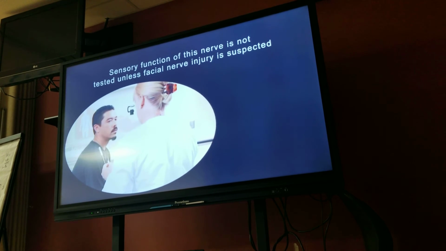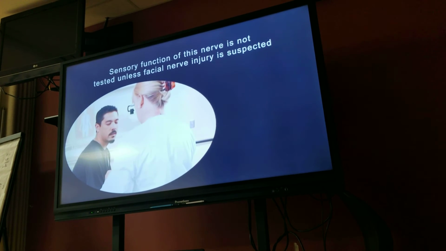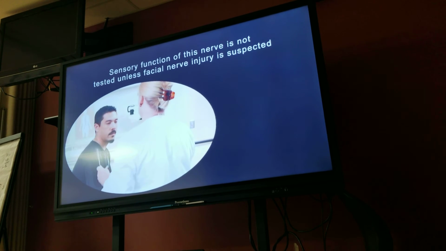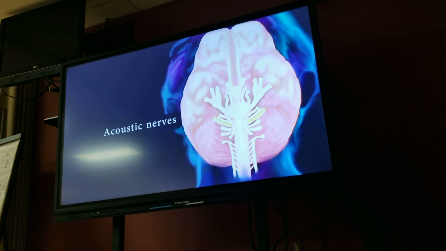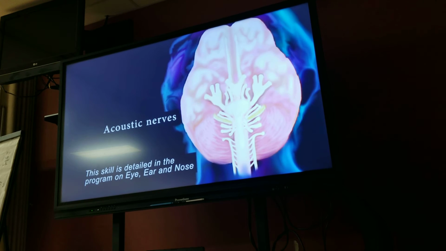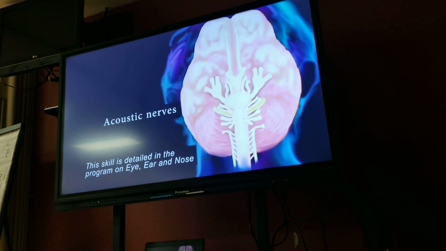To test facial nerve sensory function, touch a cotton swab soaked in something sweet, sour, or salty to the tongue and ask him to identify the taste. The acoustic nerves are tested by assessing ability to hear normal and whispered conversation. A full ear exam is demonstrated on the program on the eye, ear, and nose.